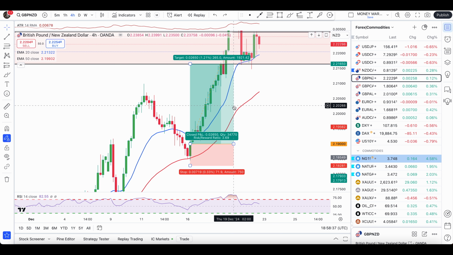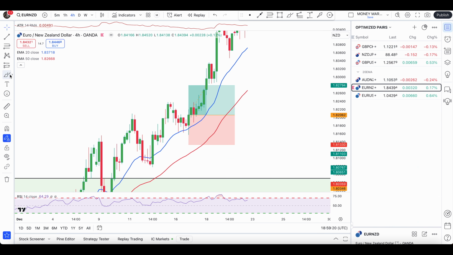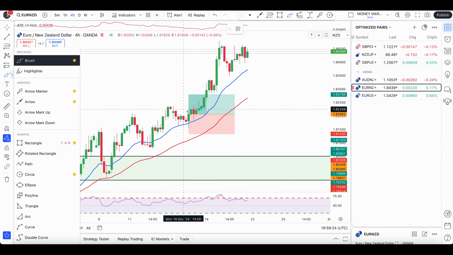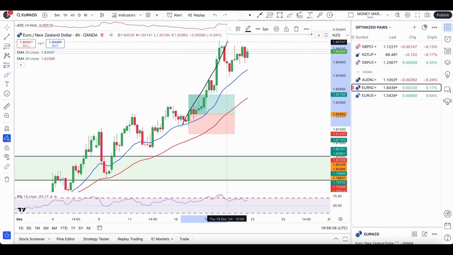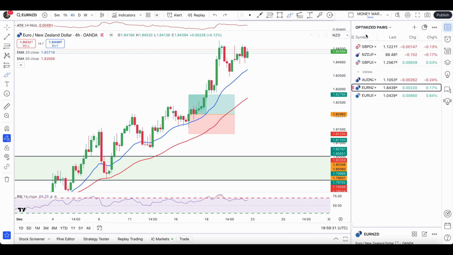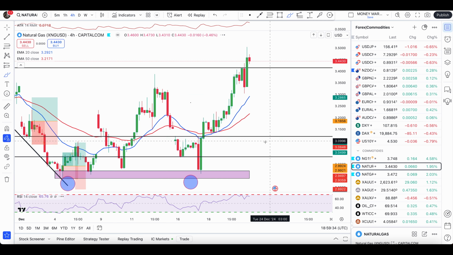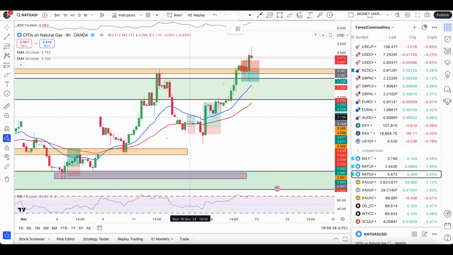A good example of that is right here. And then exact same entries. What do you see here? Euro NZD. What do you have right here? Swing low, bullish engulfer. That nicely pushed the price higher. Swing low, bullish engulfer here. Exactly the same we had, the entry we took here on NatGas. Swing low, bullish engulfer. You see the similarities. If one stop loss is hit, it doesn't mean you stop taking your trades. Try to manage your trades.